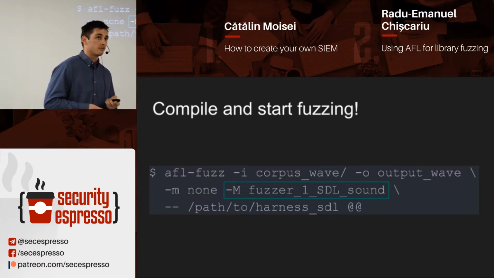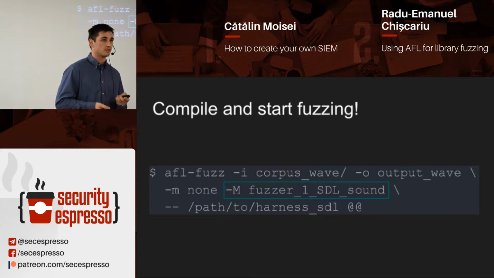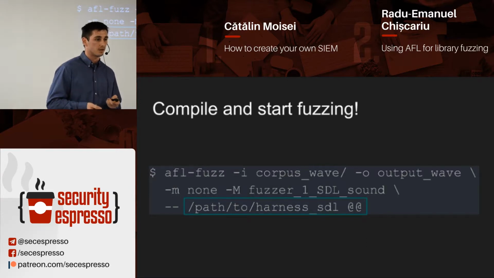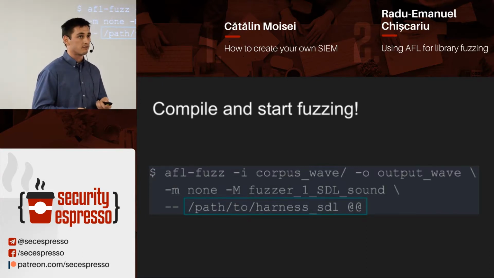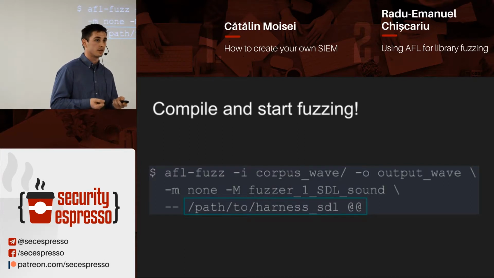Another thing that we have to do is to just give a name to the fuzzer. This is not really important. And then we supply the path to the harness function that we compiled earlier. And we inform AFL that we are going to supply the test input as the first argument.